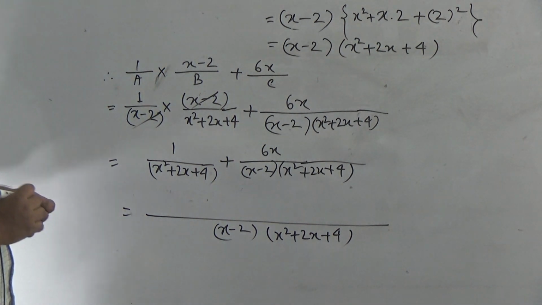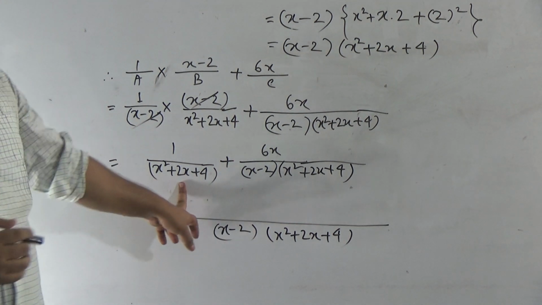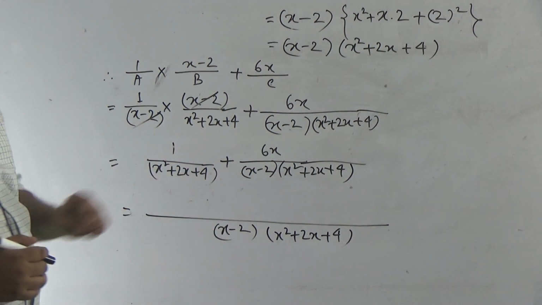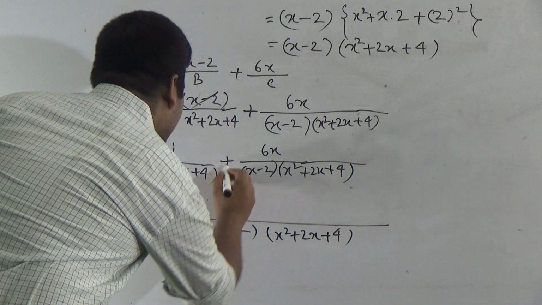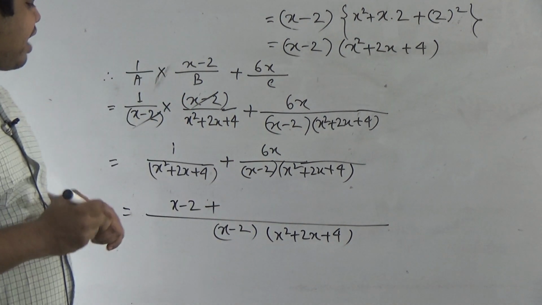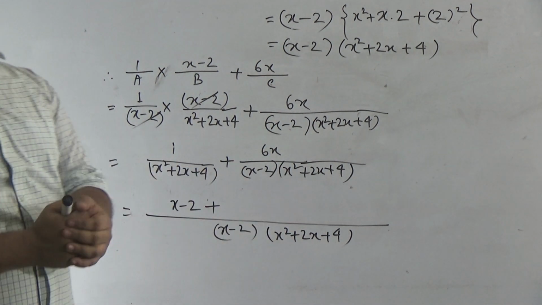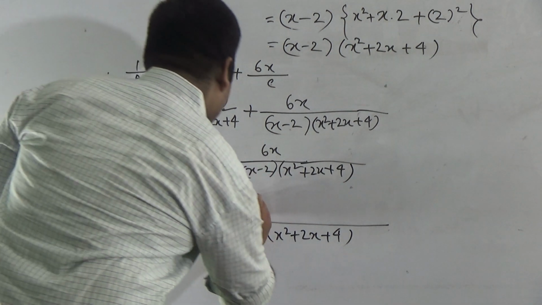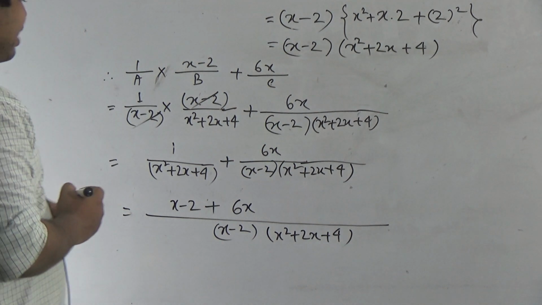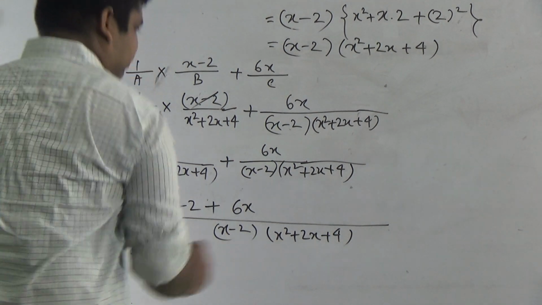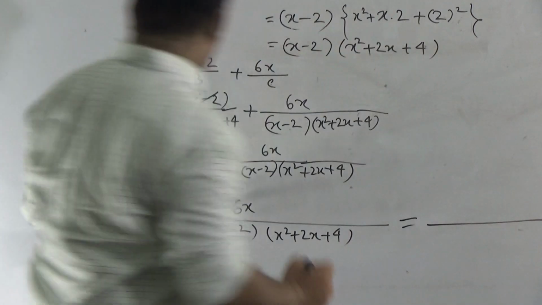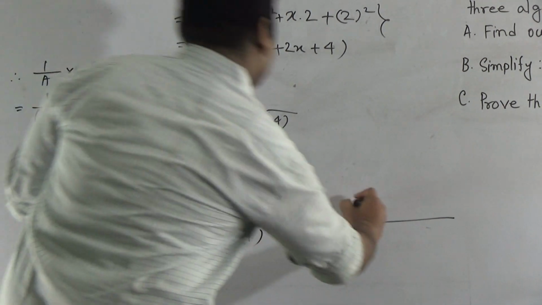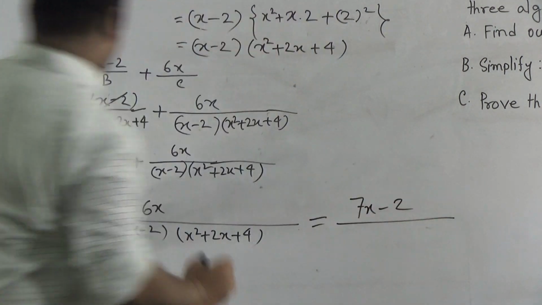My dear students, now we divide this LCM by the denominator of the first fraction and we get x minus 2, and this x minus 2 is multiplied with this 1 and it will be x minus 2. This plus sign is here. After that we divide this LCM by the denominator of the second fraction and we get 1, and this 1 is multiplied with this 6x and it will be 6x. Okay. Here you notice x plus 6x, and it will be 7x and remain minus 2.